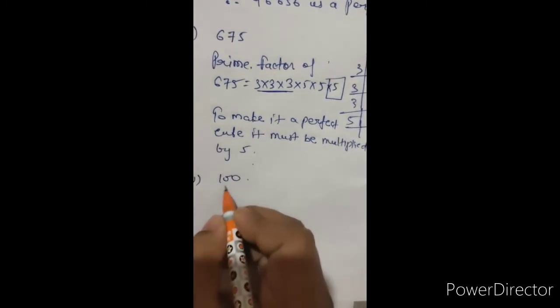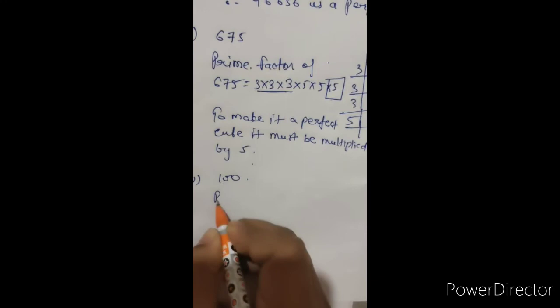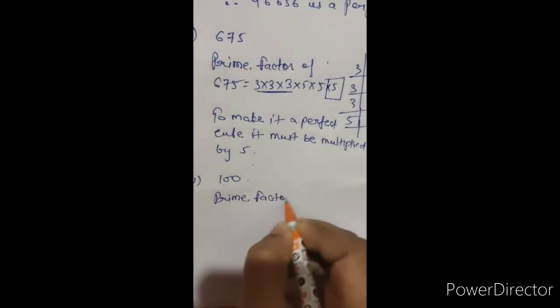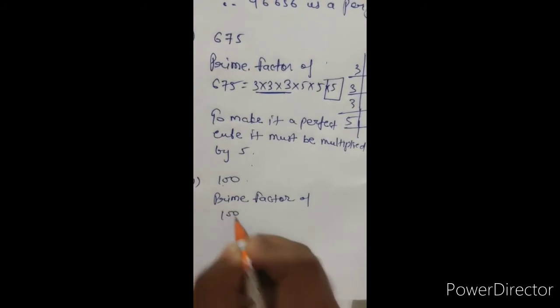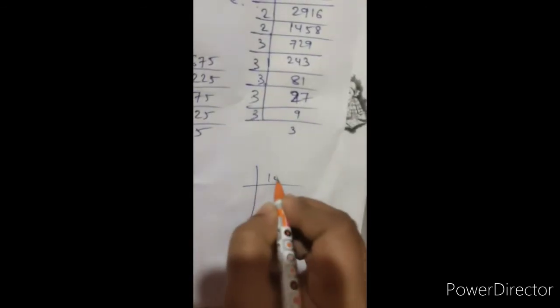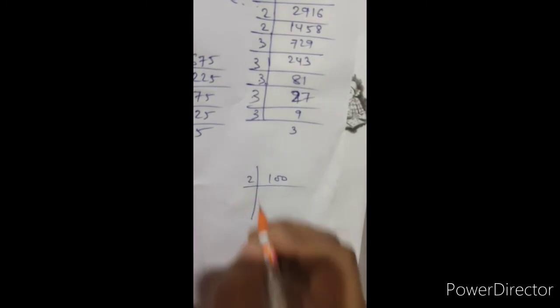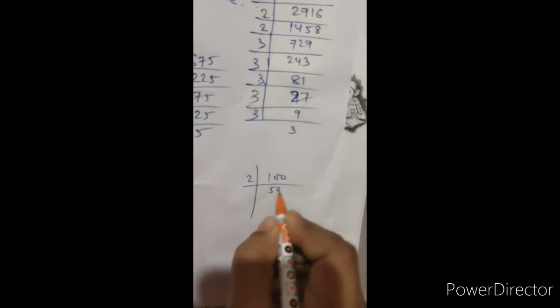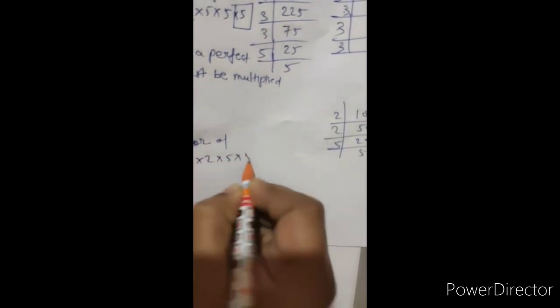Now next one, fifth one, 100. Again, first of all you have to find the prime factors of 100. So by the prime factorization method, what are the prime factors of 100? 2 times 50 is 100, 2 times 25, 5 times 5 is 25. So write 2 into 2 into 5 into 5.